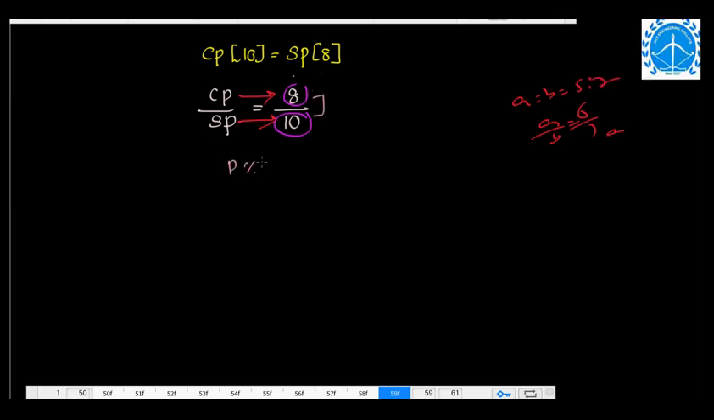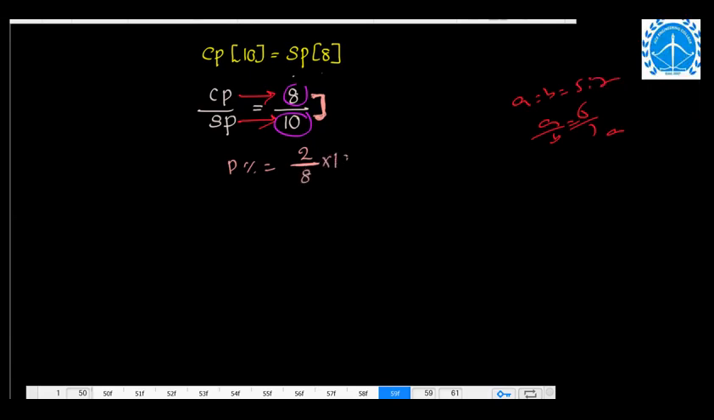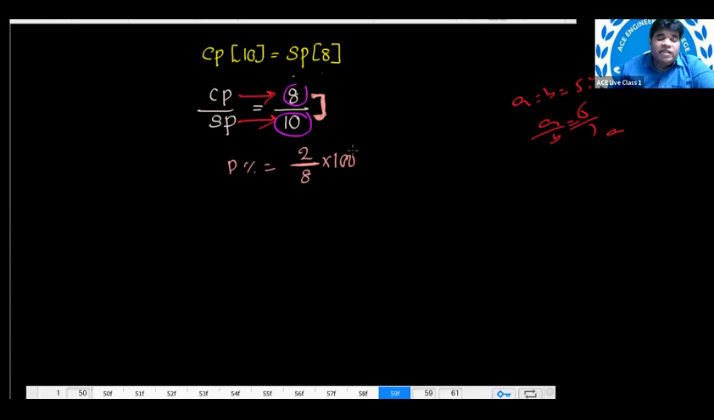Profit. So how much profit here? 8 to 10, how many shares gap? 2. That 2 is always compared with the cost price, whether we are getting a profit or a loss. The denominator is always the cost price. 2 by 8 into 100. So the answer is 25%. Look at only 3 steps.